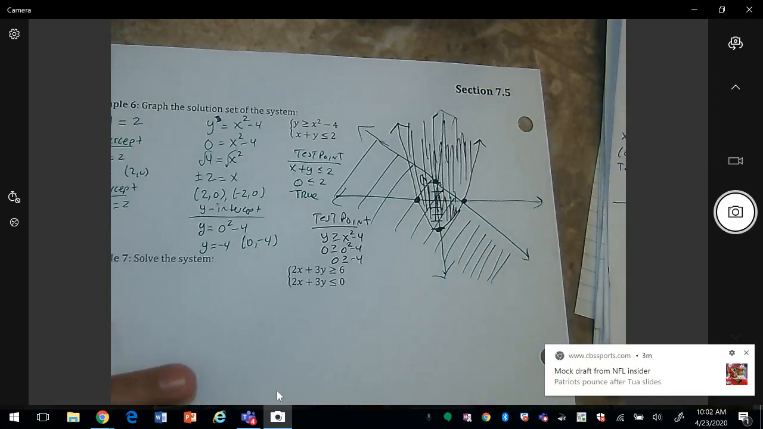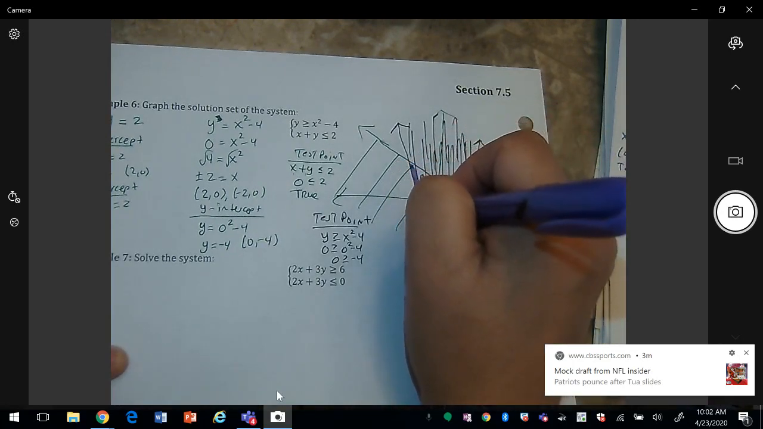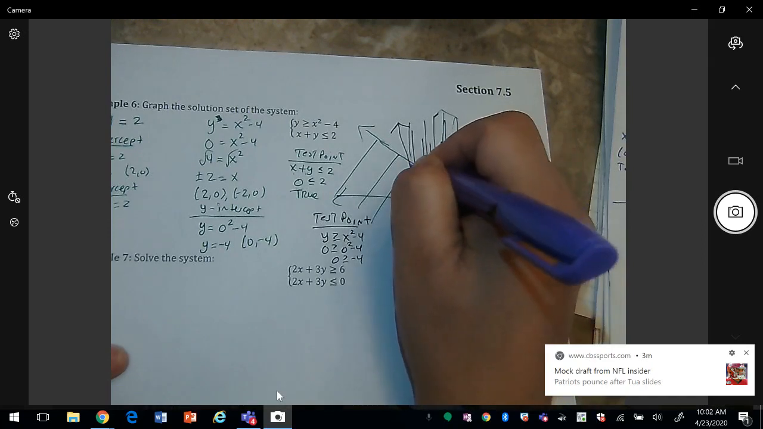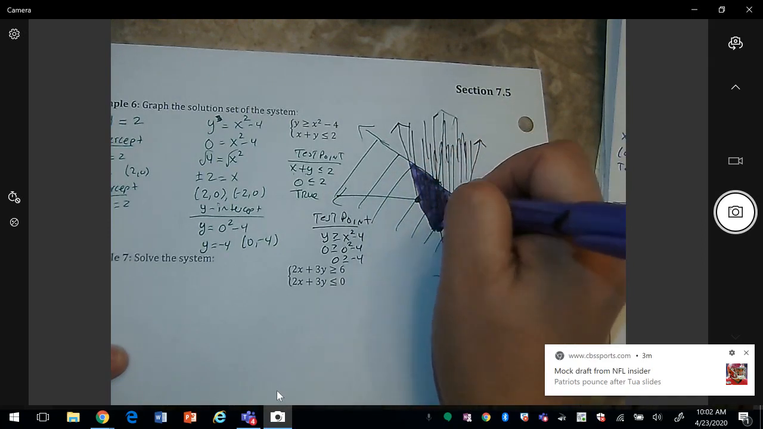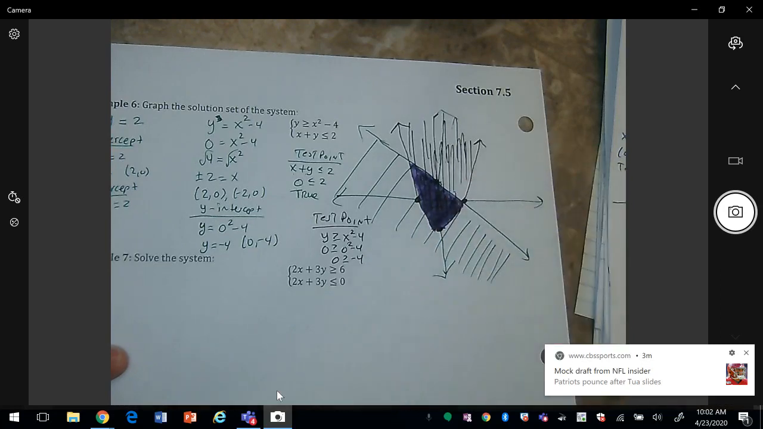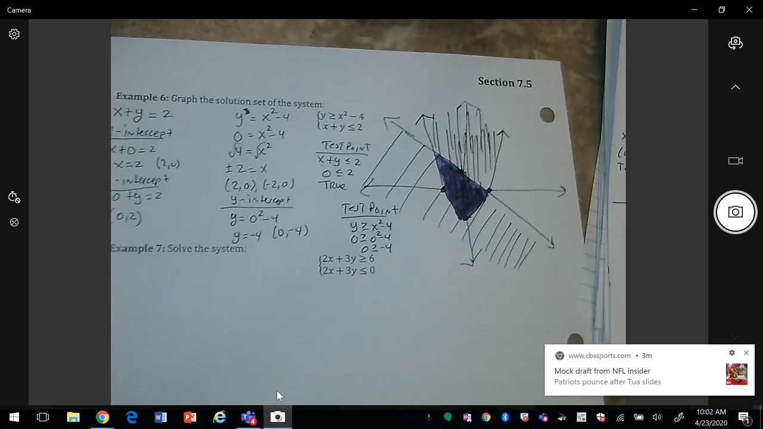So notice that where they have both types of shading is going to be this area. And so this highlighted part is the solution to the system. Let's look at the next example.